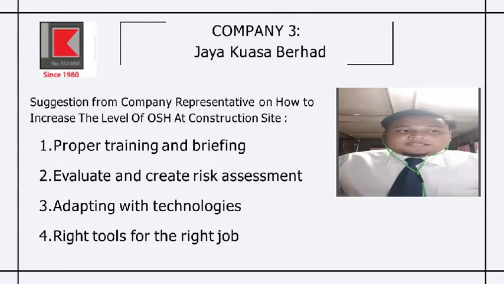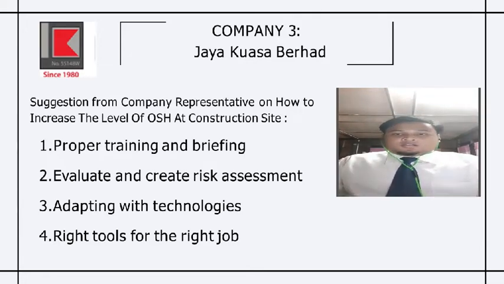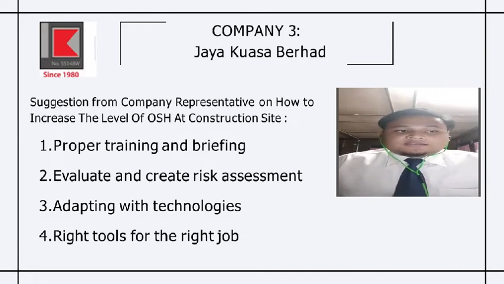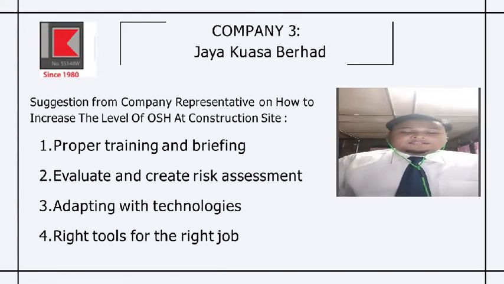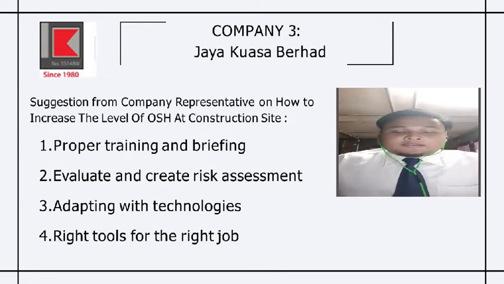The third one is adapting with technologies so that the technologies can be applied and help to reduce the accidents and exhaustion for the workers when they work using technologies. And the last one is proper tools for the right job. This means that for every job that being executed, the workers need to use appropriate tools and equipment in order to create a better quality of their work. And it also can create a safer environment for them and the other people that are involved in the project.